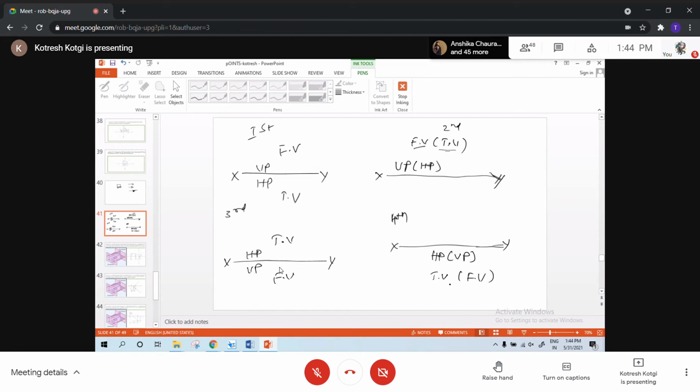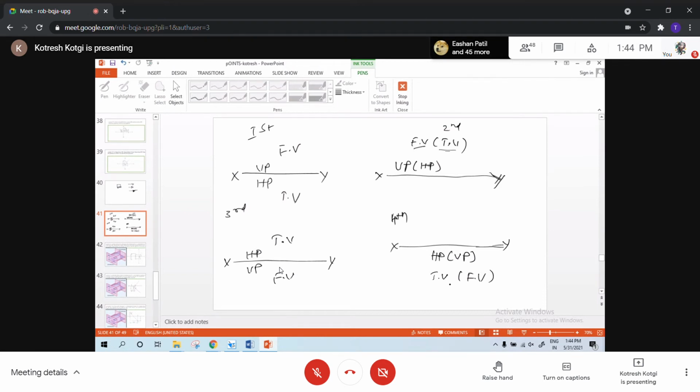I'm spending enough time so that all of you should be comfortable. Now you have some idea on how to identify the quadrant. Why am I asking again and again in different ways? Because if they change the sentence, they'll confuse you. That is why I'm trying to explain in different possible ways. These are the four possibilities.